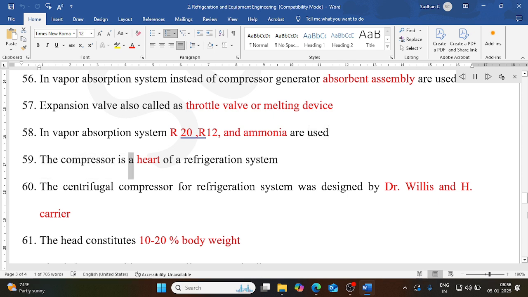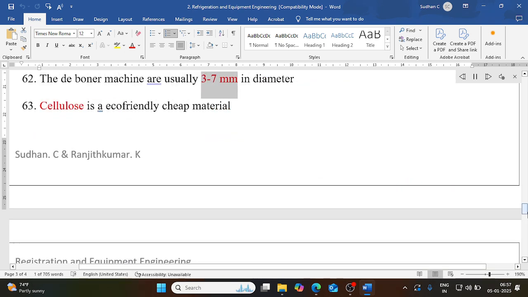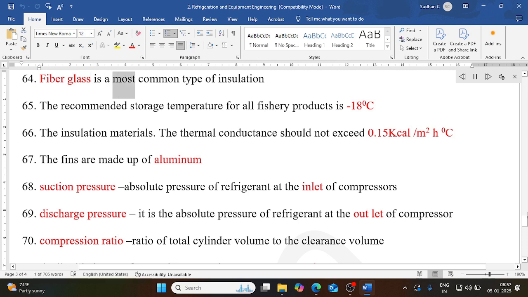The compressor is the heart of a refrigeration system. The centrifugal compressor for refrigeration systems was designed by Dr. Willis H. Carrier. The head constitutes 10 to 20% of body weight. The deboner machine perforations are usually 3 to 7 mm in diameter. Cellulose is an eco-friendly, cheap material. Fiberglass is the most common type of insulation.